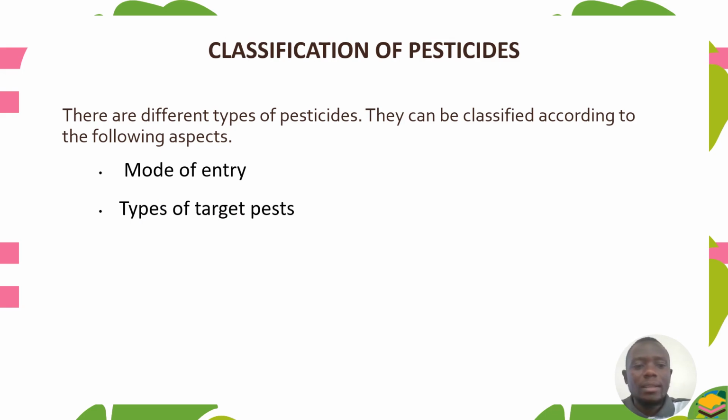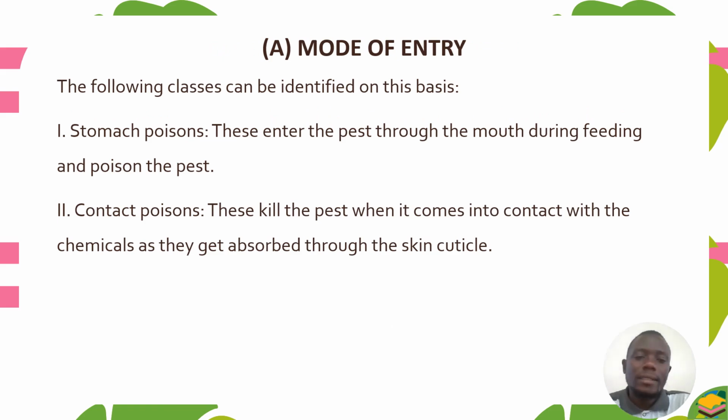Normally, there are different types of pesticides, and these pesticides can be classified according to the following aspects. The first aspect is mode of entry. Then we have types of target pests. We're going to look at each and every aspect in detail. So let's start by looking at mode of entry. On mode of entry, the classes can be identified on this basis.